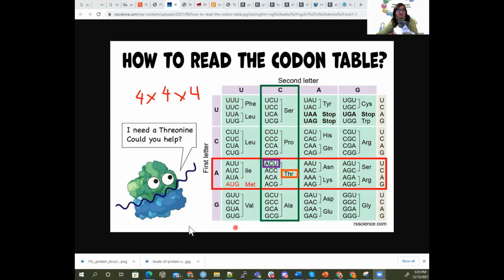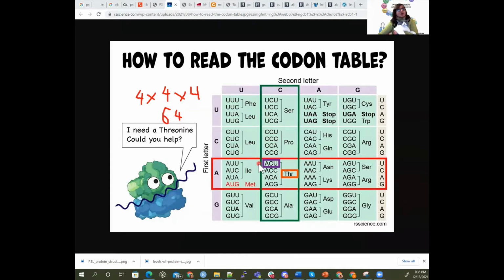And the way that you interpret this, and I can cover this in more videos, is that you just say, if you need a threonine, could you help? So basically the 4 bases are U, uracil, cytosine, adenine, and guanine for messenger RNA. So 4 for the first position, 4 for the second position, 4 for the third position. So this is 64. So there are 64 total codons, which are 3 bases long.